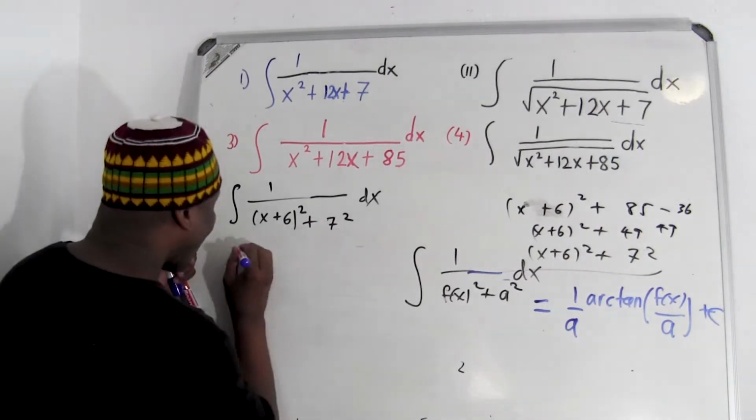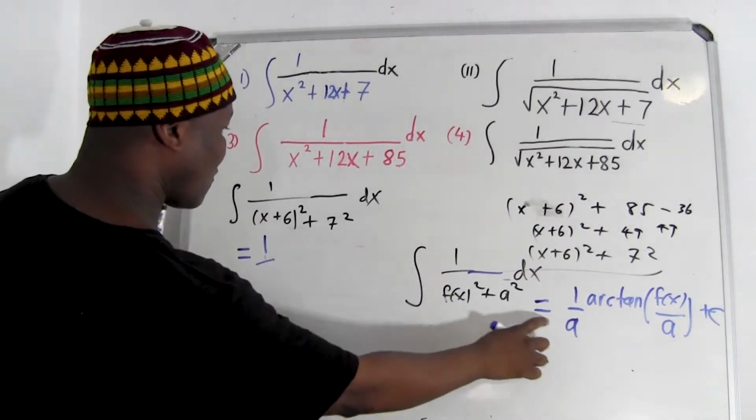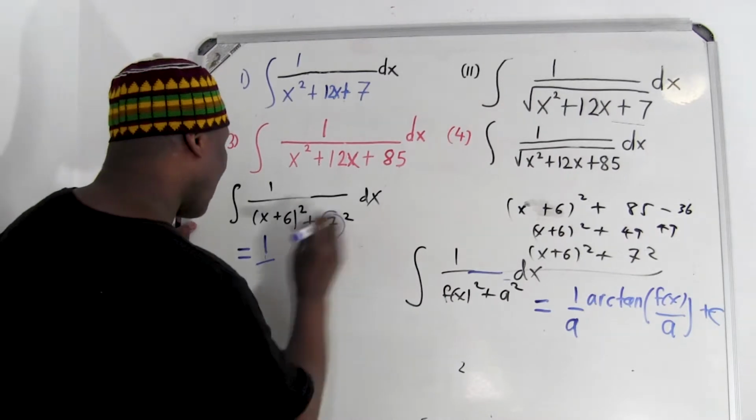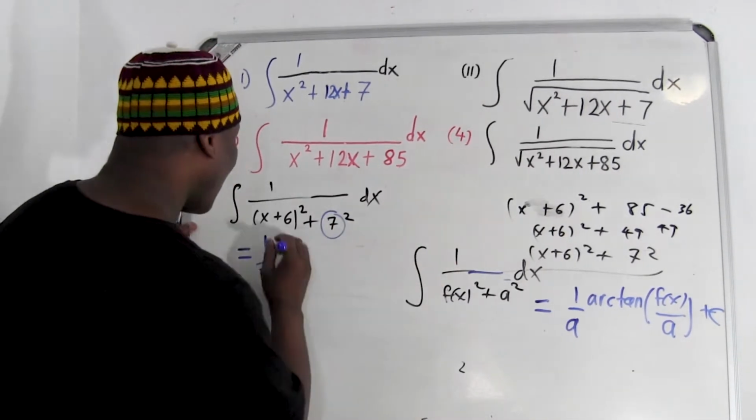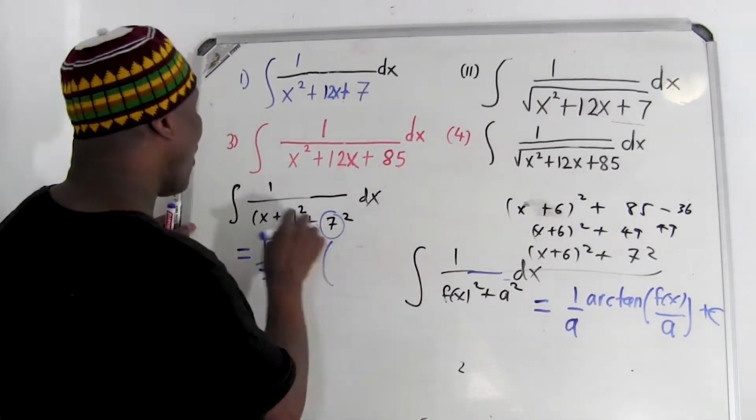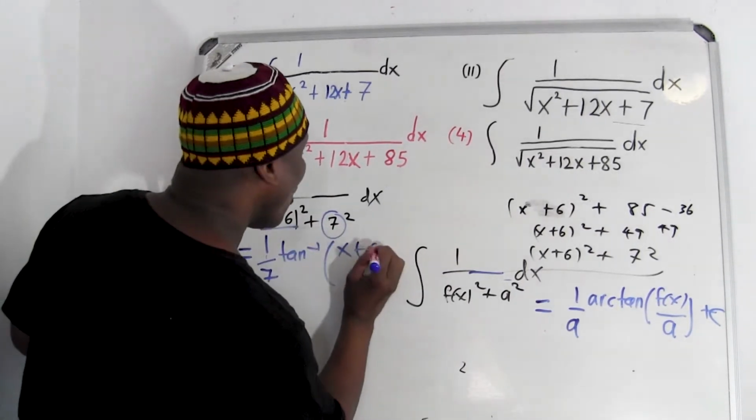So this is going to become 1 over a, just like the formula says. What is a? a is this number, with no square. And then we say tan inverse of the function. What is the function? The function is x plus 6, with no square.